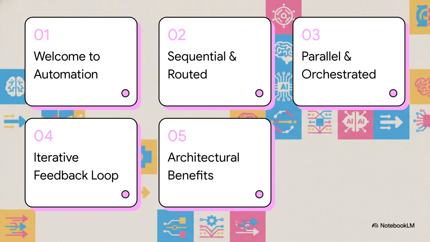So here's our game plan for the explainer. 1. Welcome to AI automation. 2. Sequential and routed patterns. 3. Parallel and orchestrated patterns. 4. The iterative feedback loop. And finally, number 5, 4 core architectural benefits.